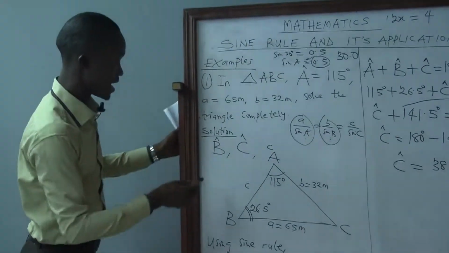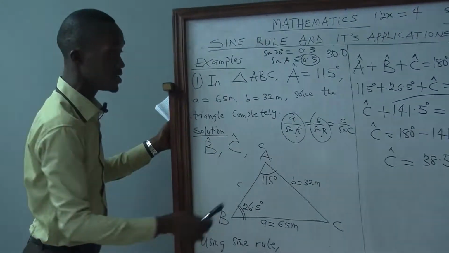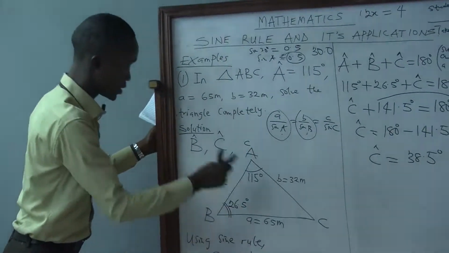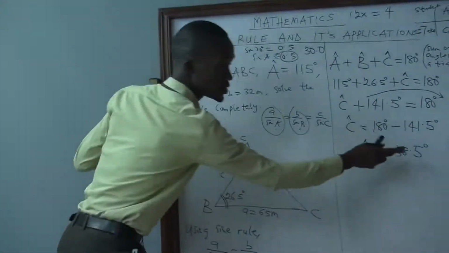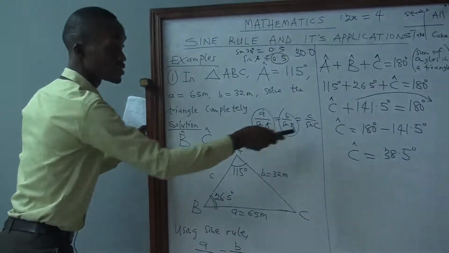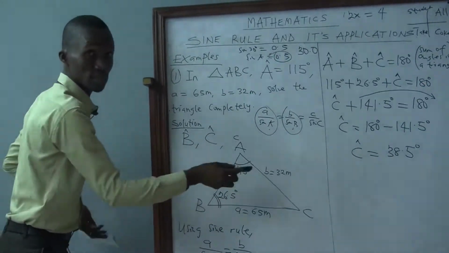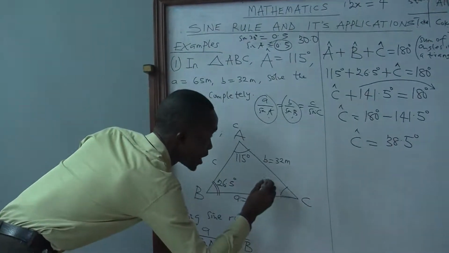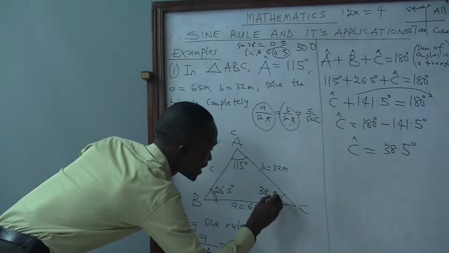I explained earlier that to solve this triangle completely, we have to find angle B, which we've calculated. We have to find angle C, which is all we have here. Then the last thing to do here is to find side C. And since we already know what angle C is, we have 38.5.